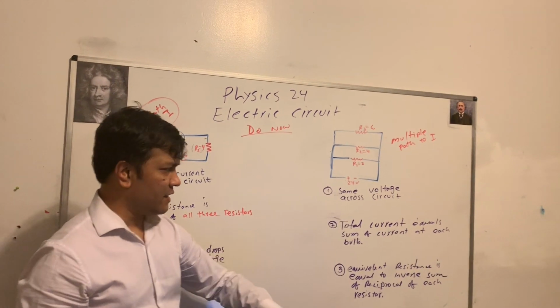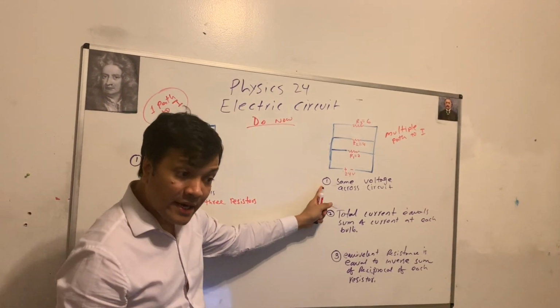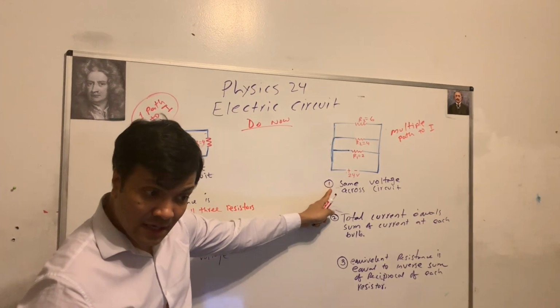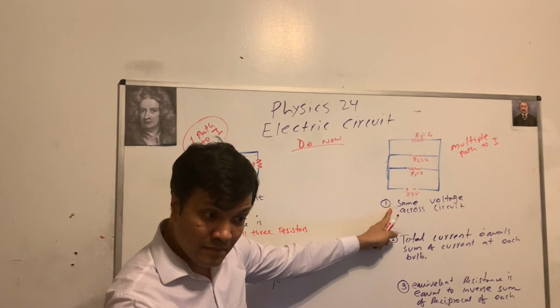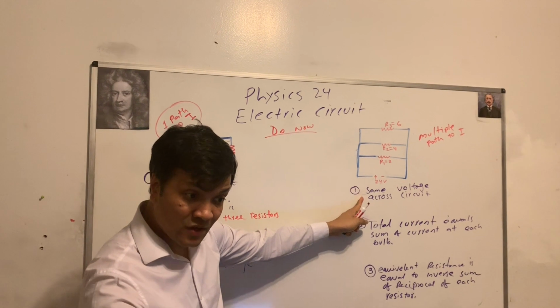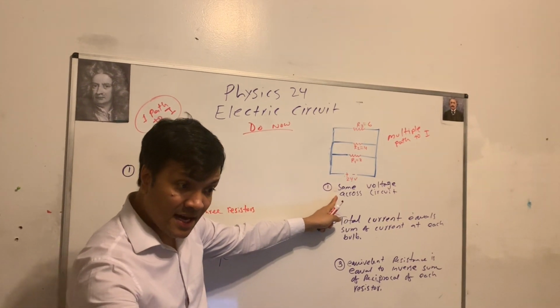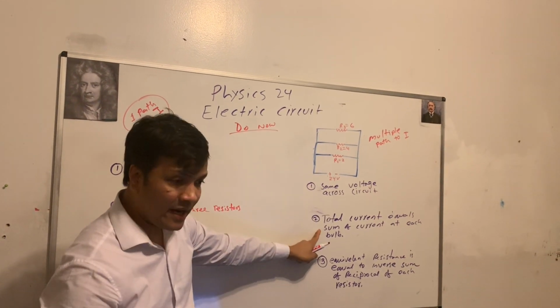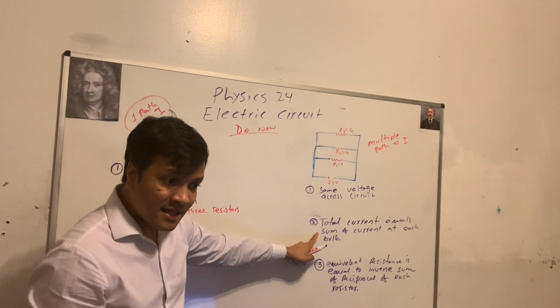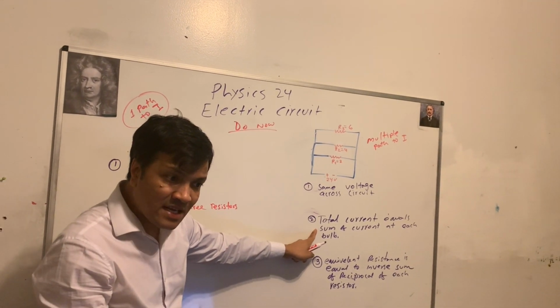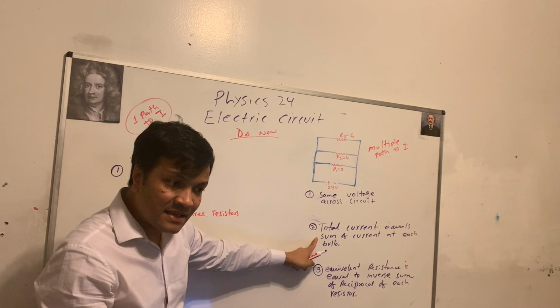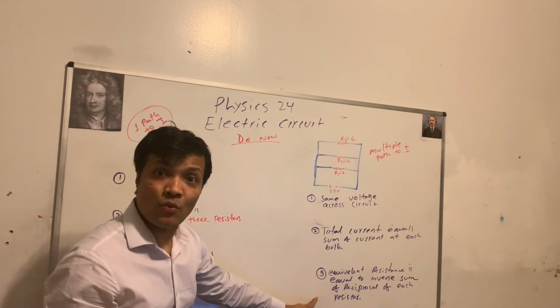Let's see another scenario. The current is now the same in the parallel circuit, but what is the same? Voltage. The voltage is the same across the entire circuit. What about the current? The total current is equal to the sum of the current at each bulb.